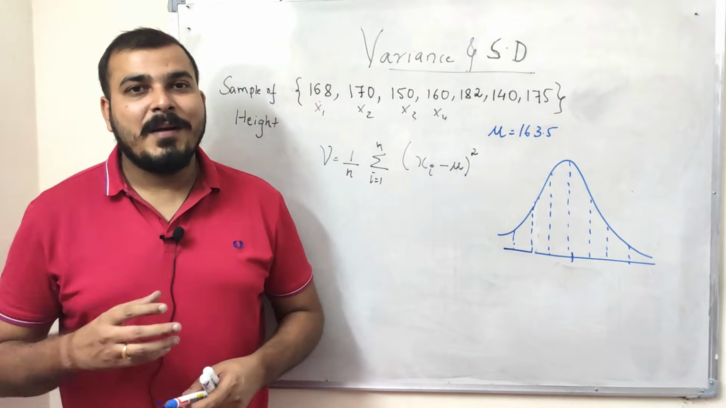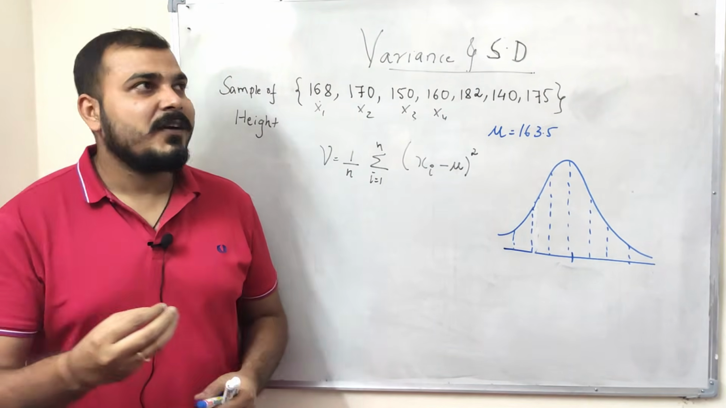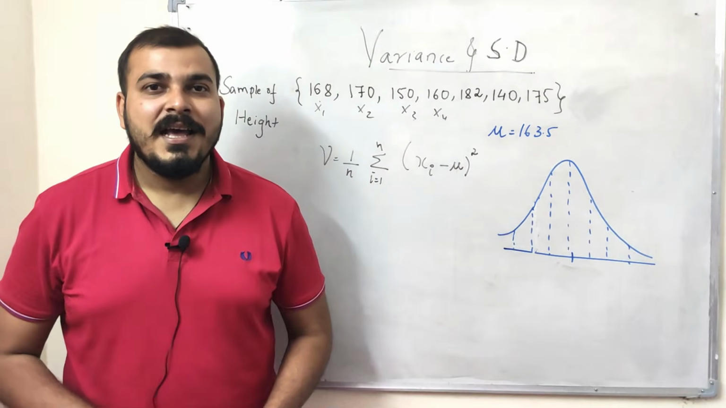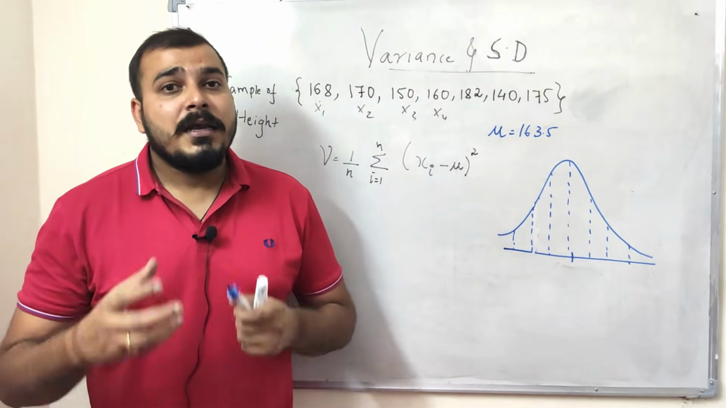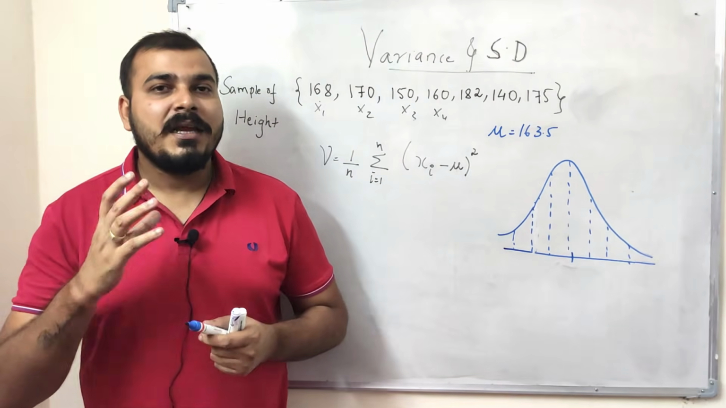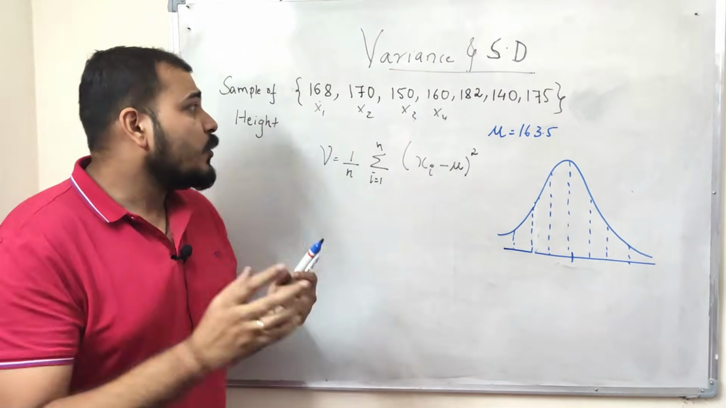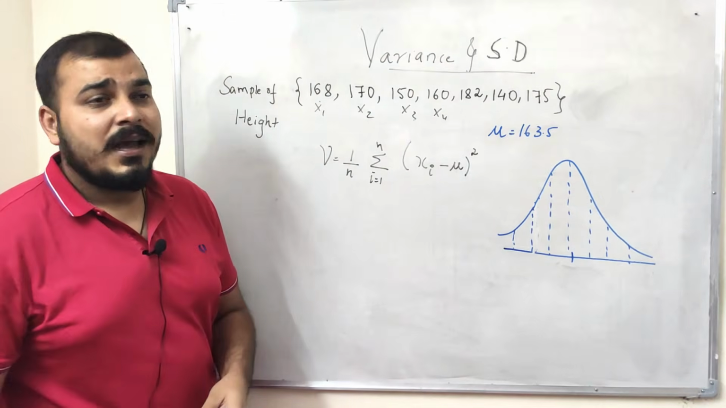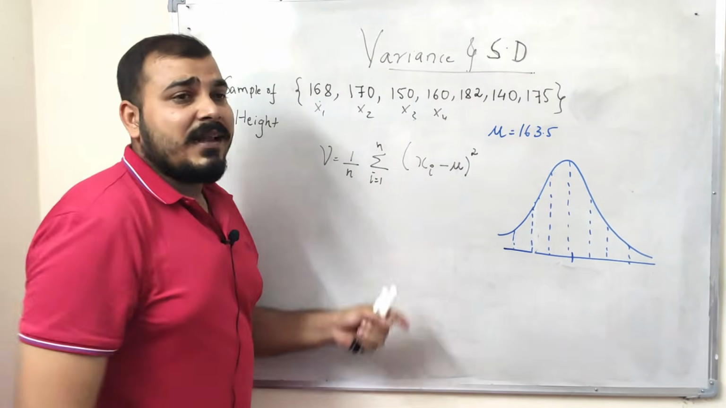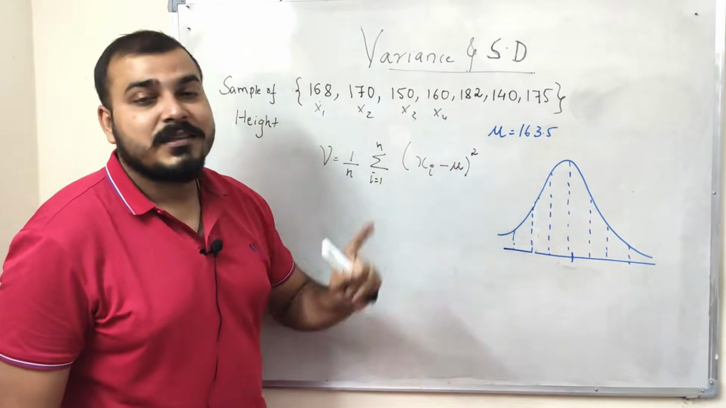Now in this particular video, I'm going to discuss a very important topic called variance and standard deviation, and we'll understand this topic with respect to statistics and machine learning also. In my previous video, I've already explained mean, median and mode, and I'm going to take the same example of a sample of heights. So this is my sample distribution. These are all in centimeters, and suppose I find the mean as 163.5.